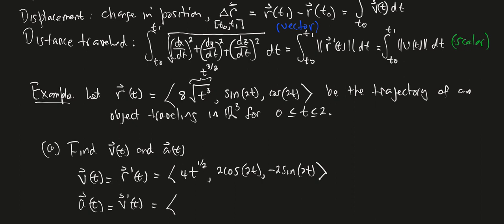So bring down the 1/2. So we'll have 4 times 1/2. So that's 2t to the negative 1/2. And then here we will have a negative 4 sine of 2t. And then here a negative 4 cosine of 2t, right? And that's our acceleration vector, right?